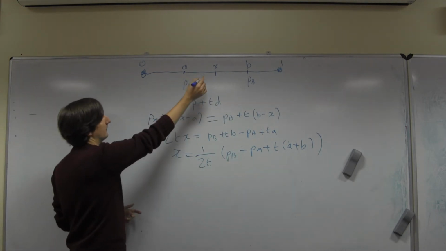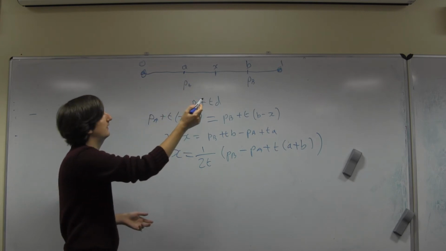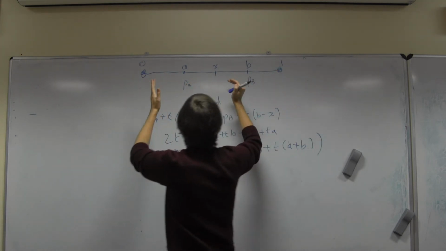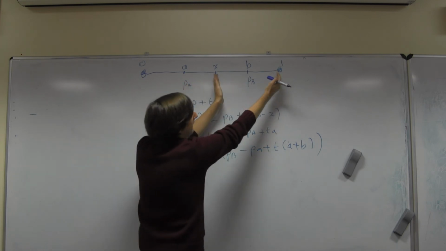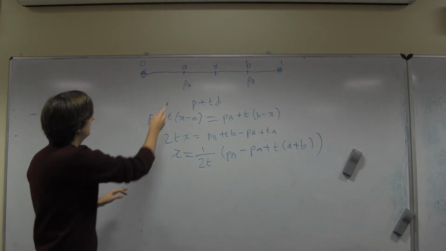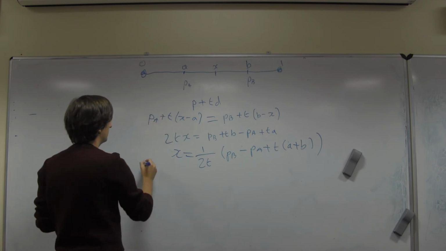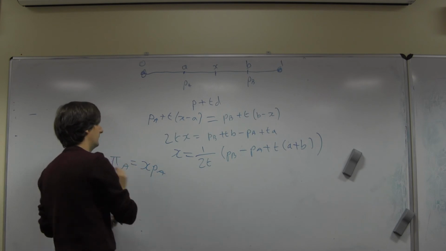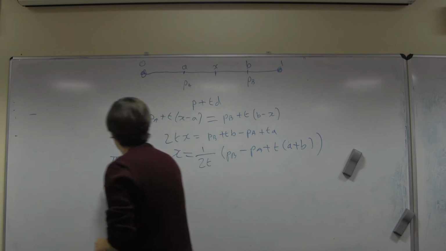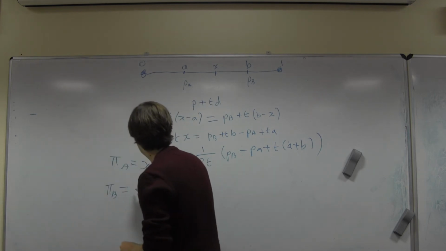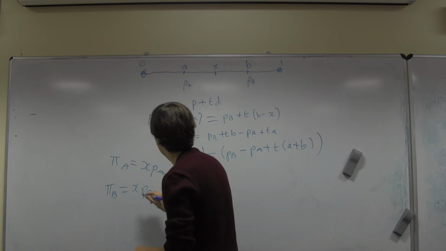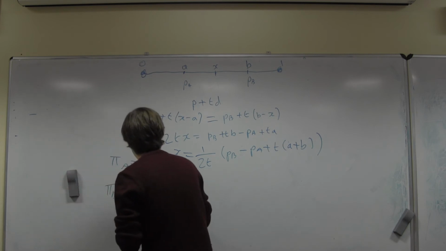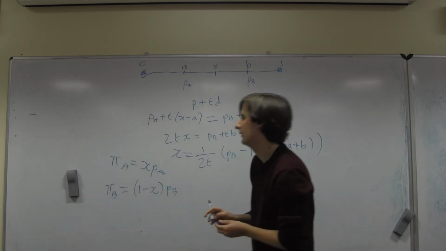Once you know where the indifferent consumer is, it's easy to work out profits. All of these people are going to buy from firm A, all of these people are going to buy from firm B. So the demand going to firm A is just X, the demand going to firm B is 1 minus X. So firm A's profits, let's assume 0 marginal cost, are going to be X times PA. So pi A will be X times PA, and pi B will be equal to 1 minus X times PB.